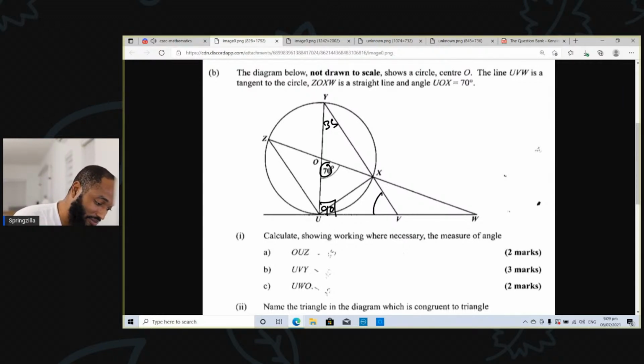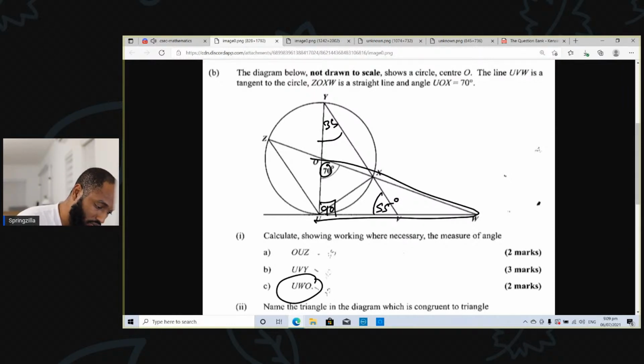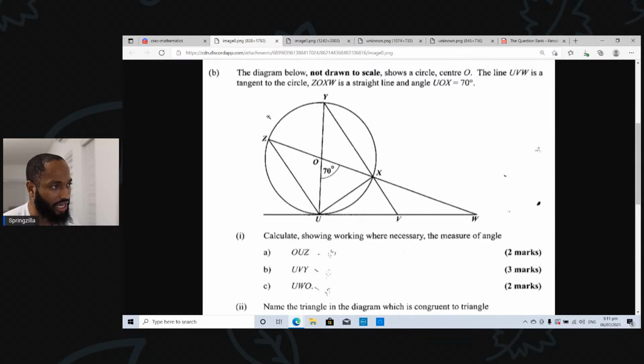Anyhow, so 35, I can't subtract what it was. 35 from 90 is 55 degrees. And UWO, well, we already know this is 70 and this is 90, so this is going to be 20. All right, so that's a nice one.